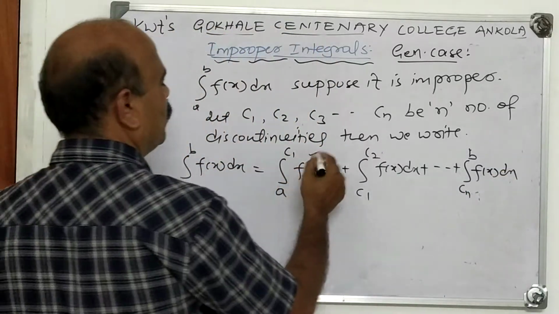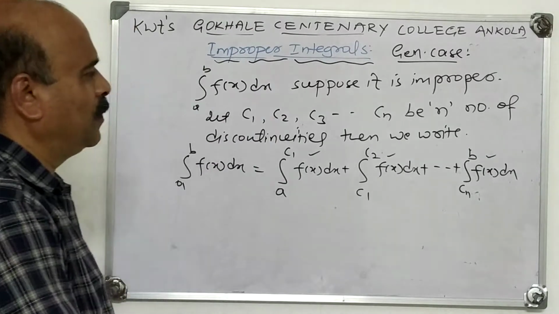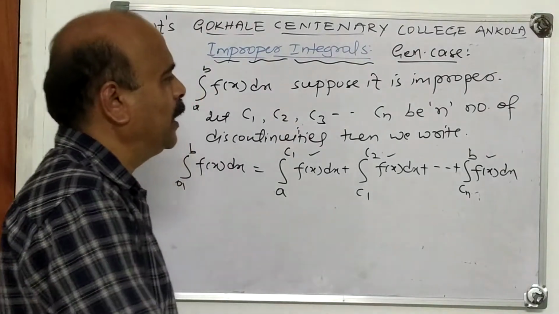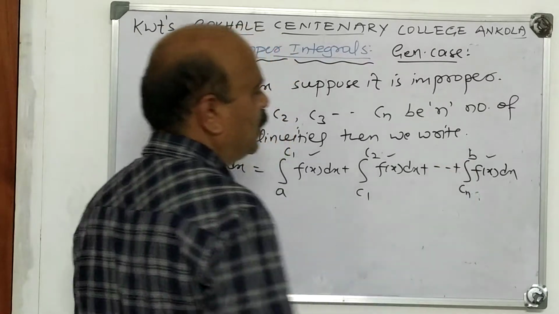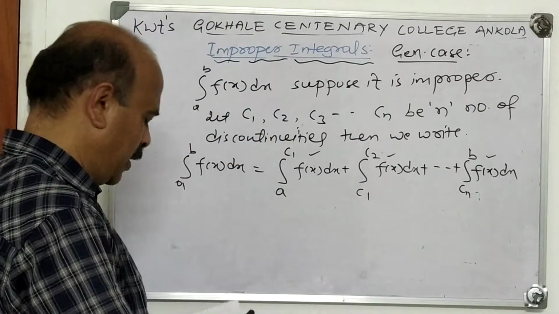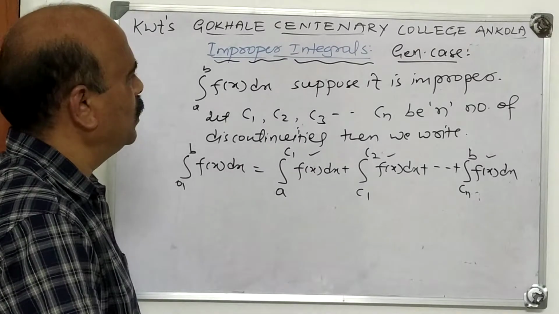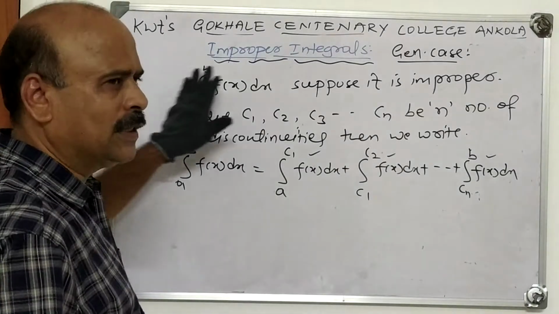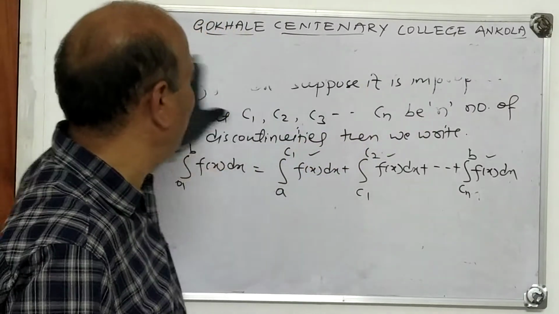Then we discuss the convergence of all these integrals using the definitions that I had given earlier. If all these integrals converge, then we say that the improper integral converges. Now this is called the general case. Let us consider examples of the general case later. I give one more definition now.